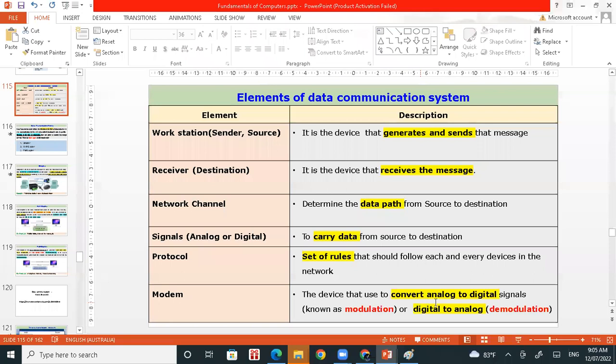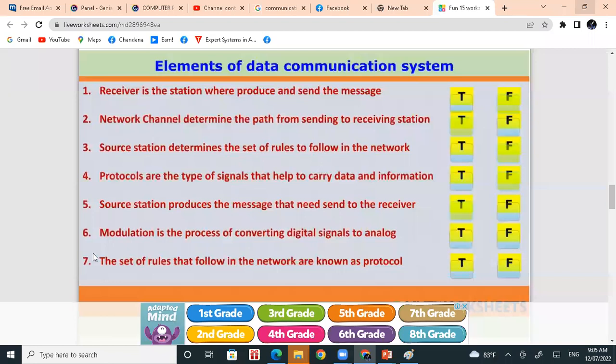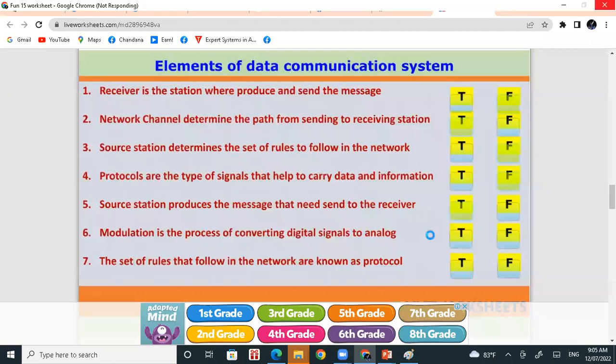Convert analog to digital, modulation. The process of converting analog to digital is known as modulation. Modulation is the process of converting digital signals to analog. Therefore, the statement is what? True or false? False. The statement is false.